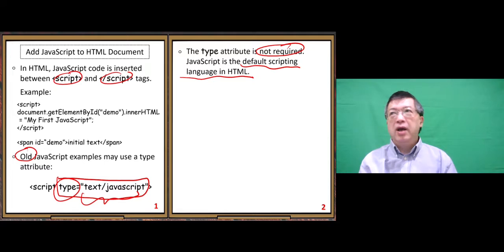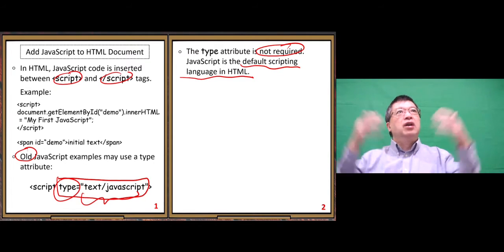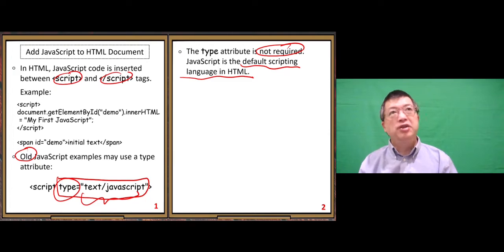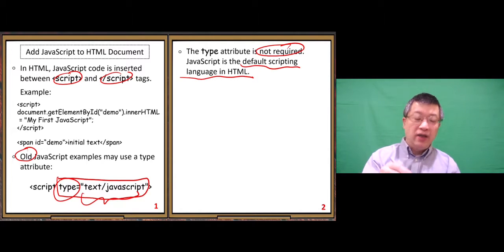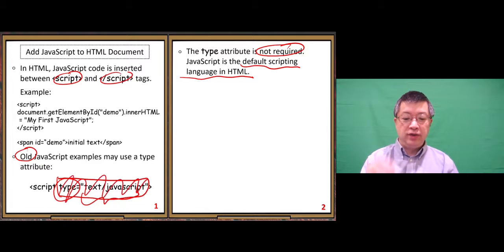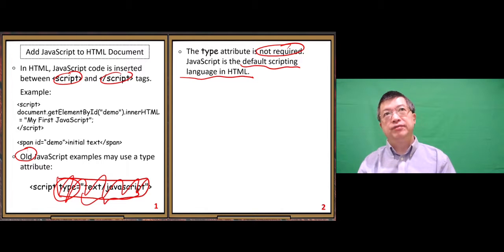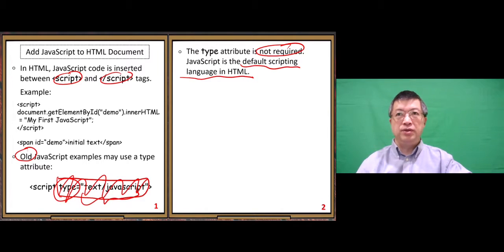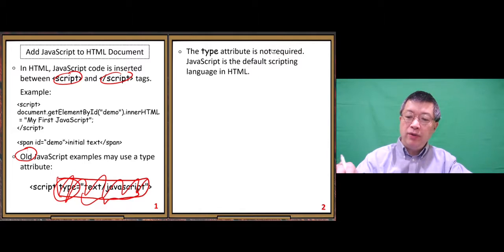But now, after 20-something years, there are no other players. Right now, JavaScript is the only player doing client-side scripting. No other players can be considered. So that's why current JavaScript just drops it. They never use it, so why include it? That's the background of this attribute. You won't see it anymore.